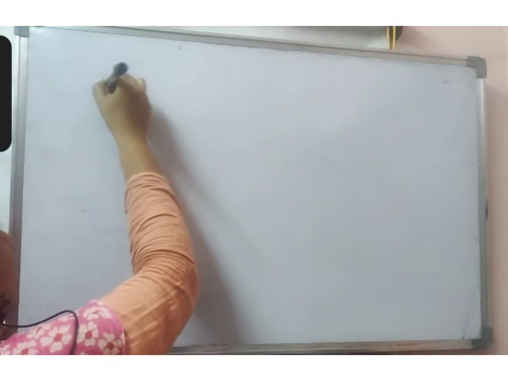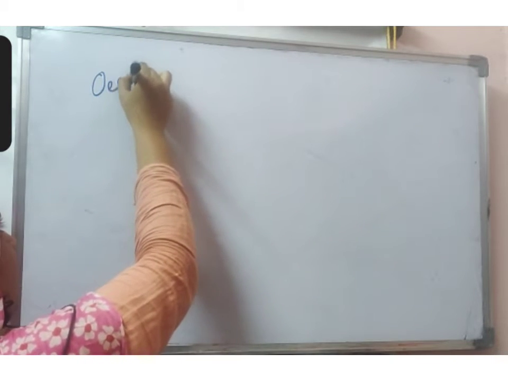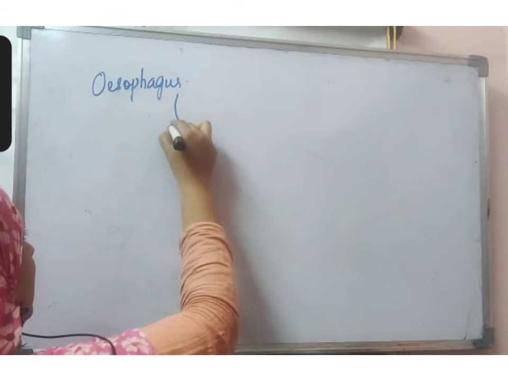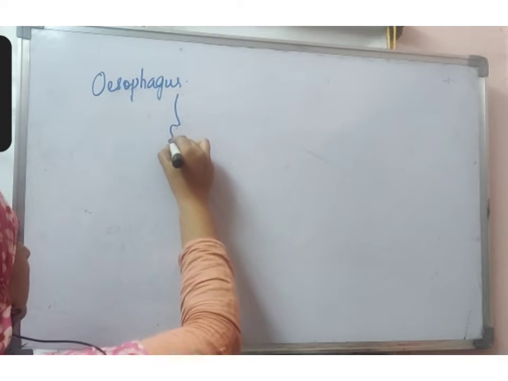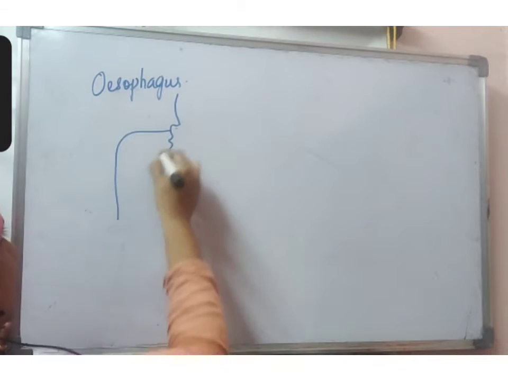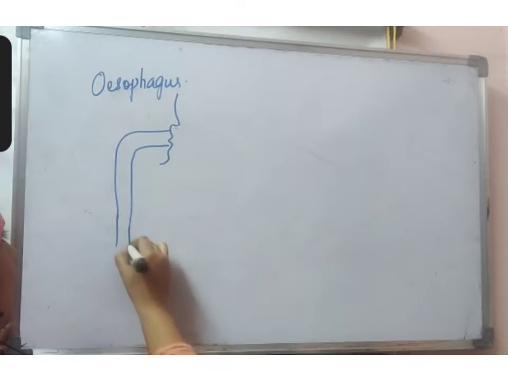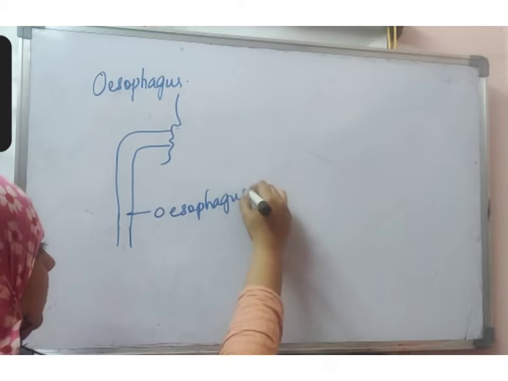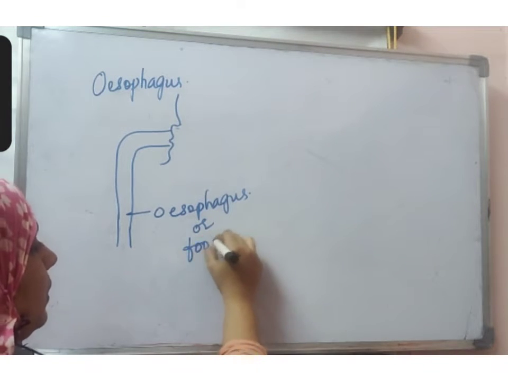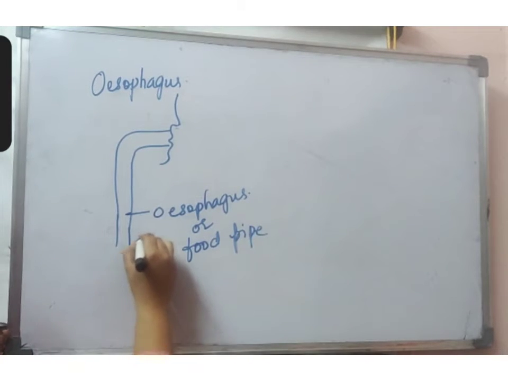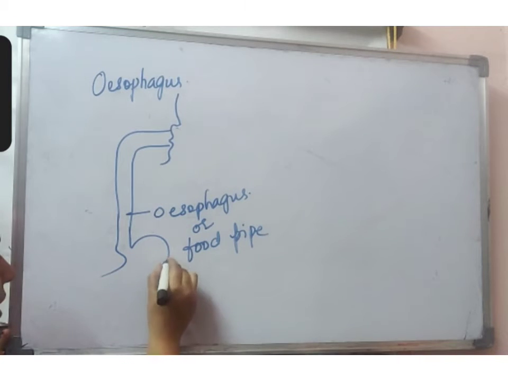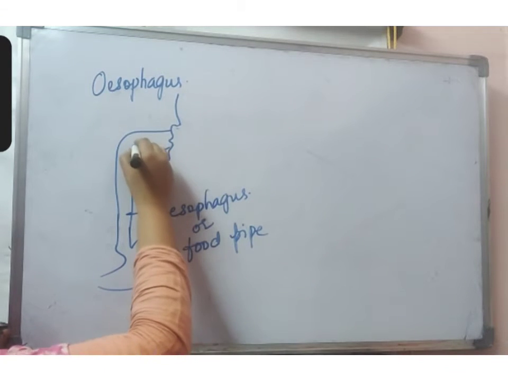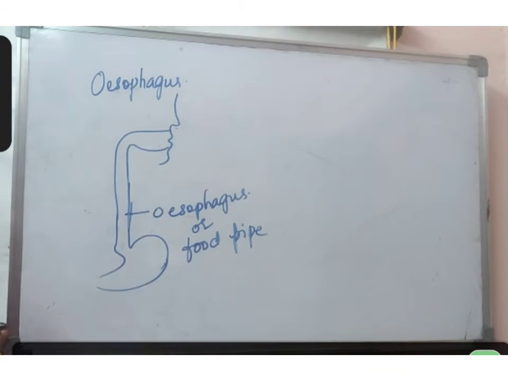We have already discussed the buccal cavity. Now, esophagus. Esophagus is a pipe-like structure that comes immediately after the oral cavity. So this pipe-like structure that extends is nothing but the esophagus. This esophagus is also called the food pipe. It acts as a connecting link between the stomach and the oral cavity. Food from the oral cavity will be conducted to the stomach through this pipe-like structure.